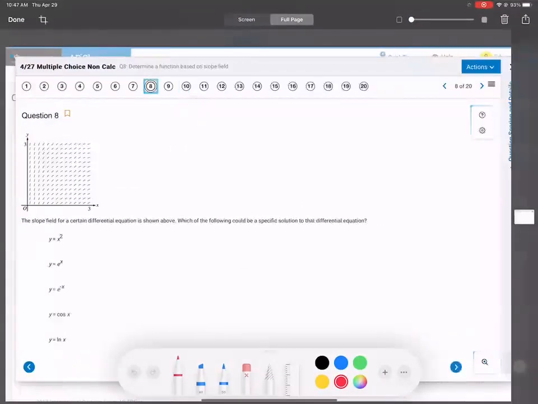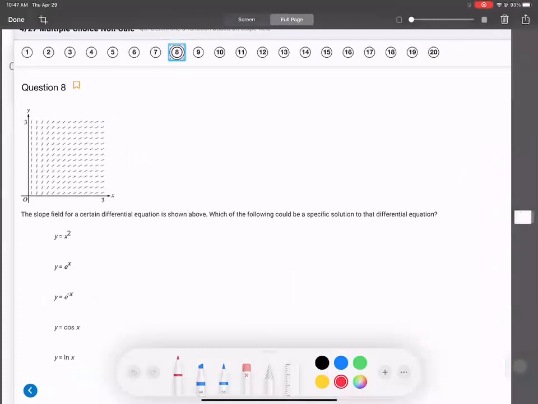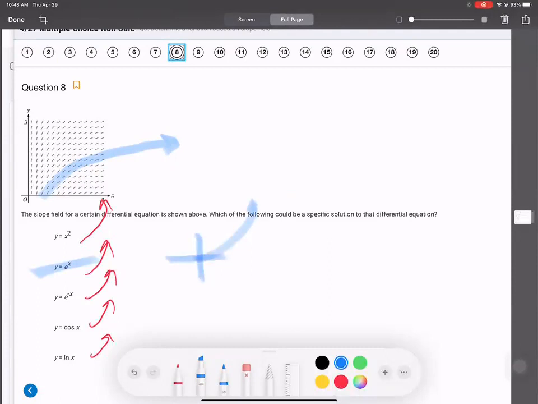Okay, so this question is our slope fields. Now the question is, for certain differential equations shown above, which of the following could be a specific solution for the differential equation? So which of these equations represents the slope field here? Now, if I just pick a graph, you can see that this graph kind of looks like it's heading this direction, right? So this looks like not e to the x, because e to the x shoots up. X squared is a parabola, so a parabola graph looks like this. Okay, so do you see how those for sure don't work?